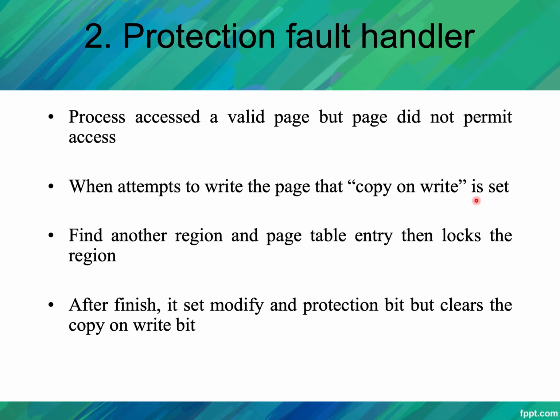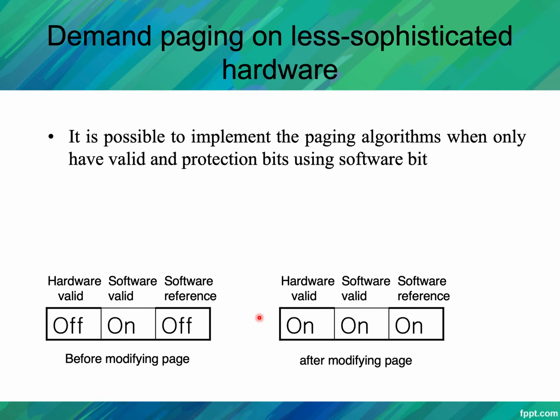So copy on write means whenever fork is executing, whenever a change is happening on the page, it has to be copied to the new page. When that is happening, the protection fault will happen, and it finds another region and page table entry, then locks the region. So it will search for another region and it is locking the region. Then after finishing, it sets the modify bit and protection bit, but clears the copy on write bit so that the content can be modified. So these are the two applications of demand paging.